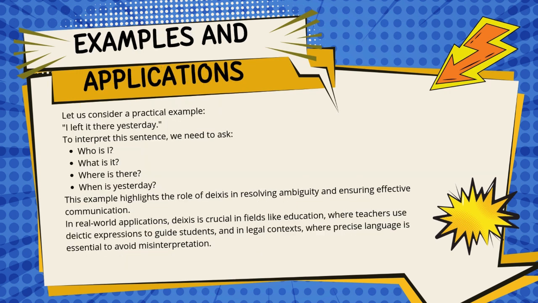Now we move to the examples and applications. After we get the material about the definition, the importance, and all the types, we need to give you examples, of course. So let us consider a practical example. "I left it there yesterday." To interpret this sentence, we need to ask, who is I? What is it? Where is there? And when is yesterday? This example highlights the role of deixis in resolving ambiguity and ensuring effective communication. In real-world applications, deixis is crucial in fields like education, where teachers use deictic expressions to guide students, and in legal contexts, where precise language is essential to avoid misinterpretation.